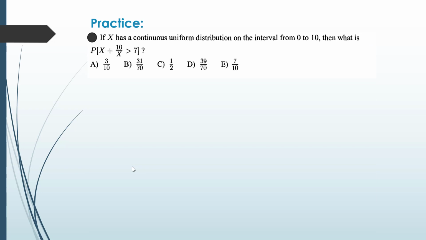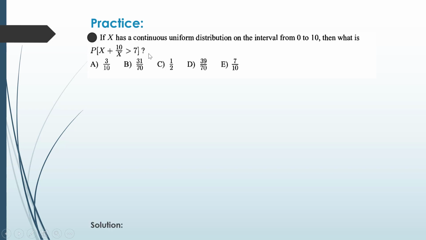Now we work on problem number 2. If X has a continuous uniform distribution on the interval from 0 to 10, then what is the probability that (X plus 10 over X) is greater than 7? Here the left-hand side is not a variable, but a function of a variable. So we are going to derive this formula first.